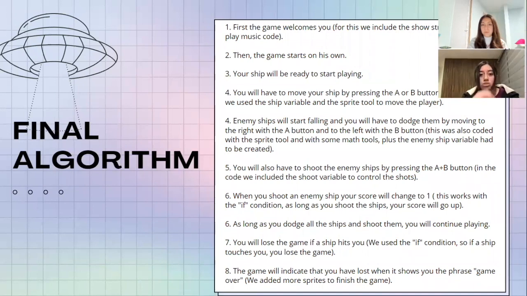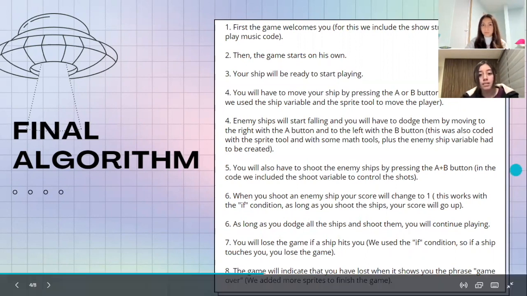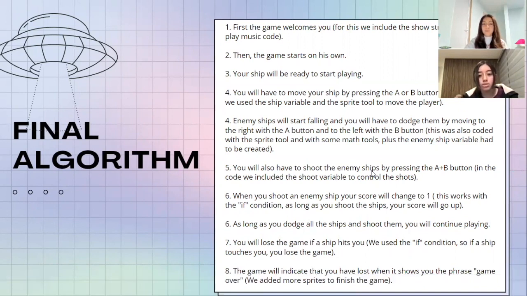You will have to move your ship by pressing the A button or B button. For this to work, we use the ship variable and the sprite tool to move the player. Enemy ships will start falling, and you will have to dodge them by moving to the right with button A and to the left with the B button. This was also coded with the sprite tool and with some math tools. Plus, the enemy ship variable had to be created.